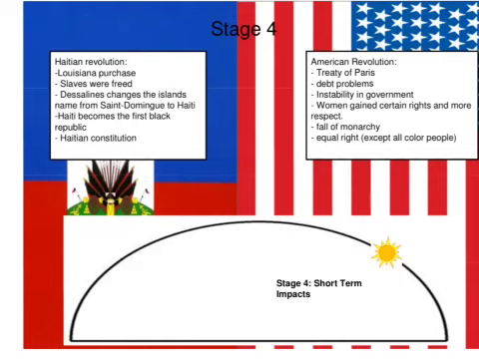The first short-term impact of the Haitian Revolution was the selling of Louisiana by Napoleon to Thomas Jefferson. The Haitian Revolution had drained France's national coffers, so Napoleon was forced to sell Louisiana for $15 million. Another short-term impact of the Haitian Revolution was that Haiti became the first black republic in the world. It was a place where all slaves had been freed.